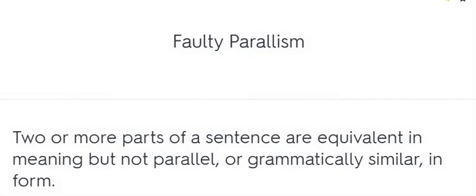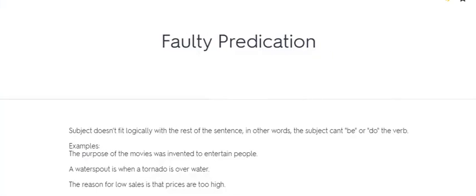Faulty parallelism. Two or more parts of a sentence are equivalent in meaning but not parallel, or grammatically similar, in form. Faulty predication. Subject doesn't fit logically with the rest of the sentence, in other words, the subject can't be or do the verb. Examples: The purpose of the movies was invented to entertain people. A waterspout is when a tornado is over water. The reason for low sales is that prices are too high.